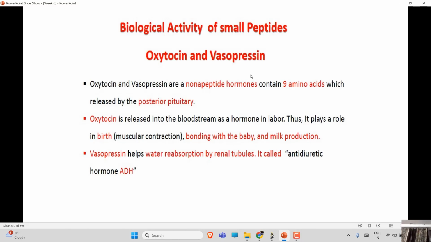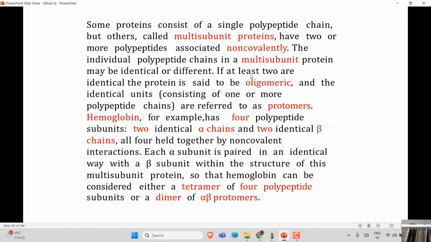Now, oxytocin and vasopressin are peptide hormones containing 9 amino acids released by the pituitary. Oxytocin is released into the bloodstream as a hormone in labor, as it plays a role in birth, bonding with the baby, and milk production. Vasopressin helps water resorption by the renal tubules.